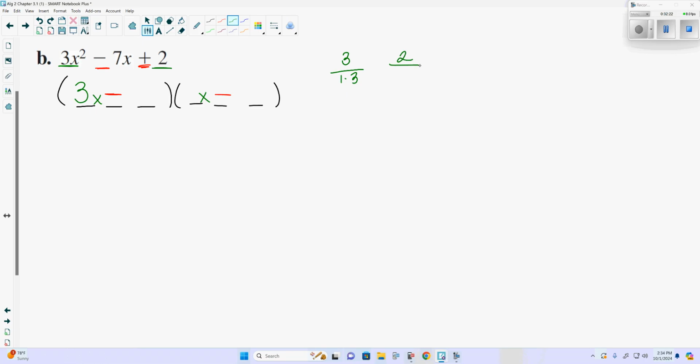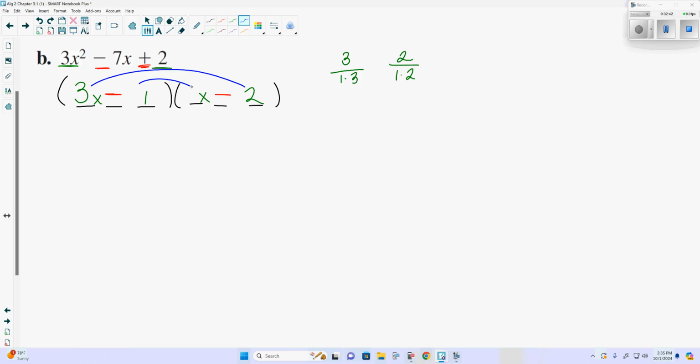Factors of 2 are 1 and 2. Where do you want to put the 1 and where do you want to put 2 first? 1 in the first one, 2 in the second, and then we can check to see if this works.